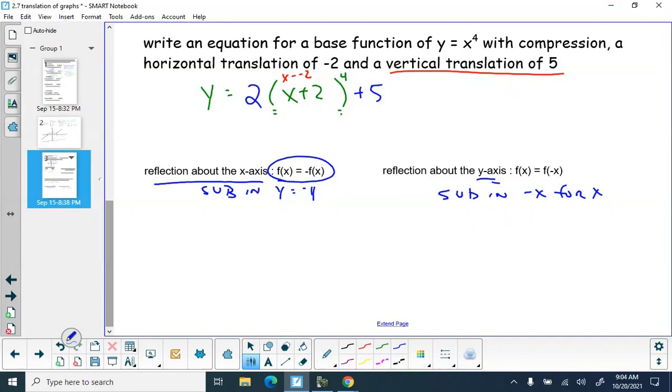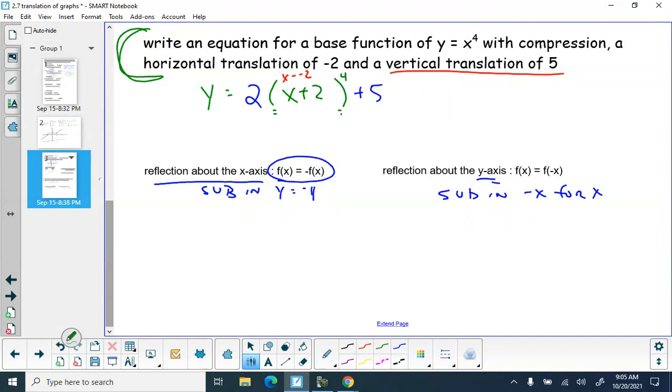This is something that you do at the very end of the problem. If you have a bunch of information here, you take care of the translations first. You take care of all that stuff before you go into your reflection. You take your equation and you slide it, translating it to where you need it to go.